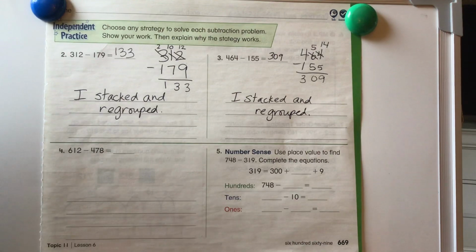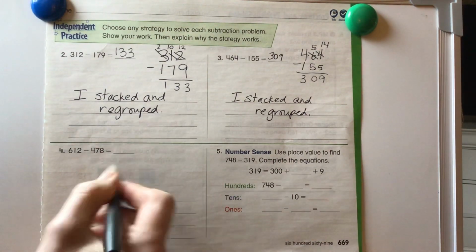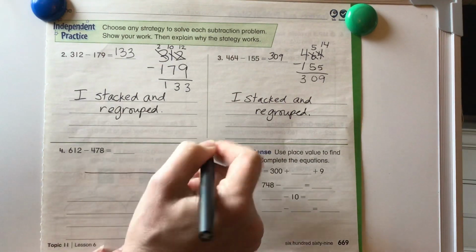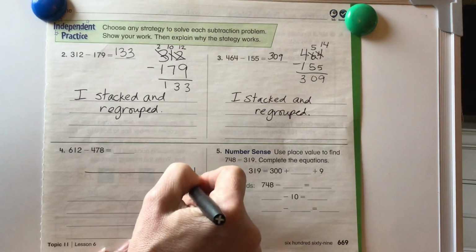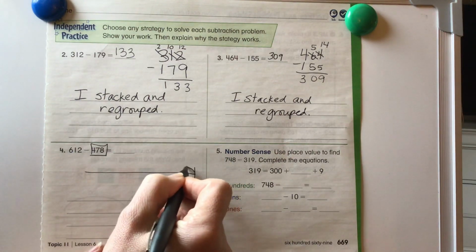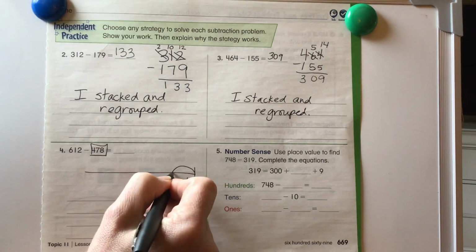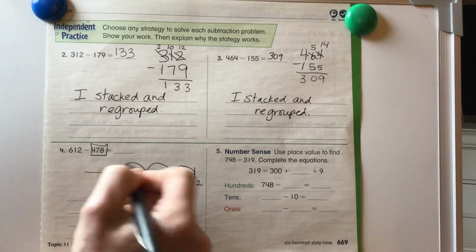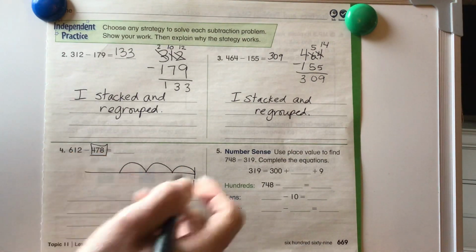612 minus 478. Just for fun on this one, I'm going to do a number line, and I'm going to count backwards. 612, I need to subtract 478. So let's go 100, 200, 300. Because if I subtract 400, it's going to be too much.